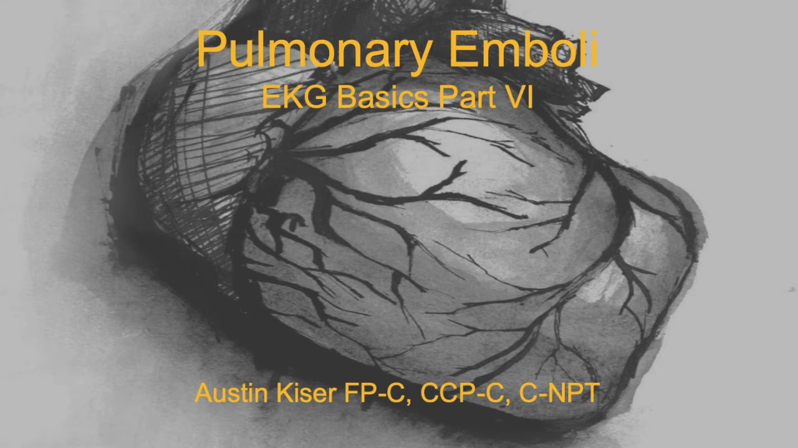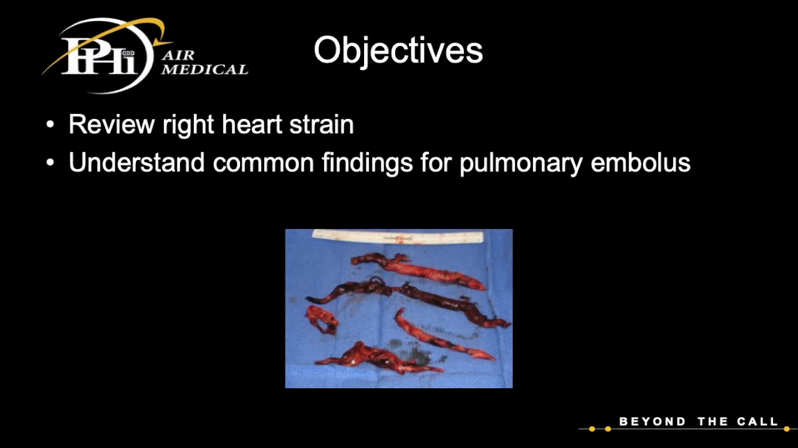Part 6 is all about the pulmonary embolus, which is probably my favorite EKG topic on the planet: looking for the pulmonary embolus on a 12 lead. So let's talk about right heart strain and then understand the common findings for a pulmonary embolus.